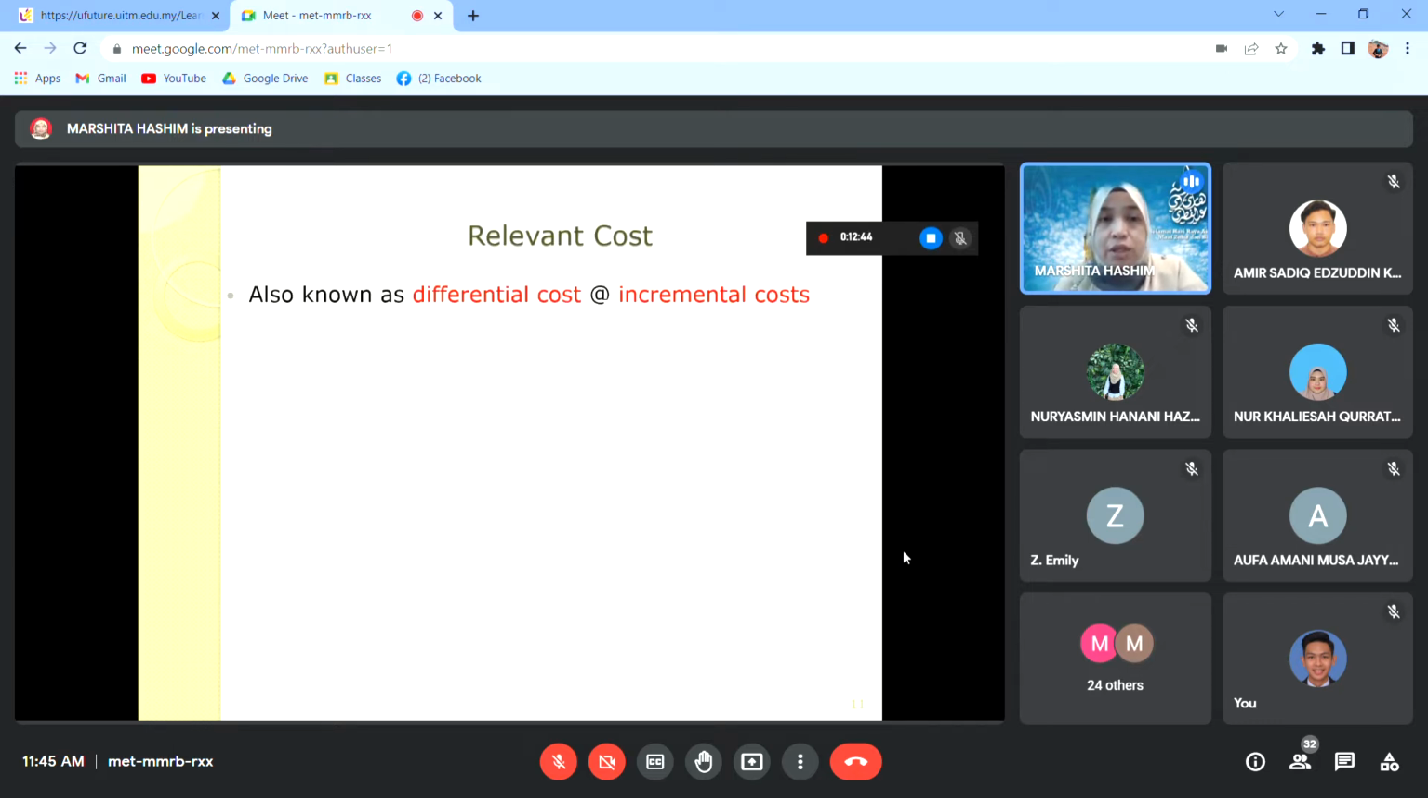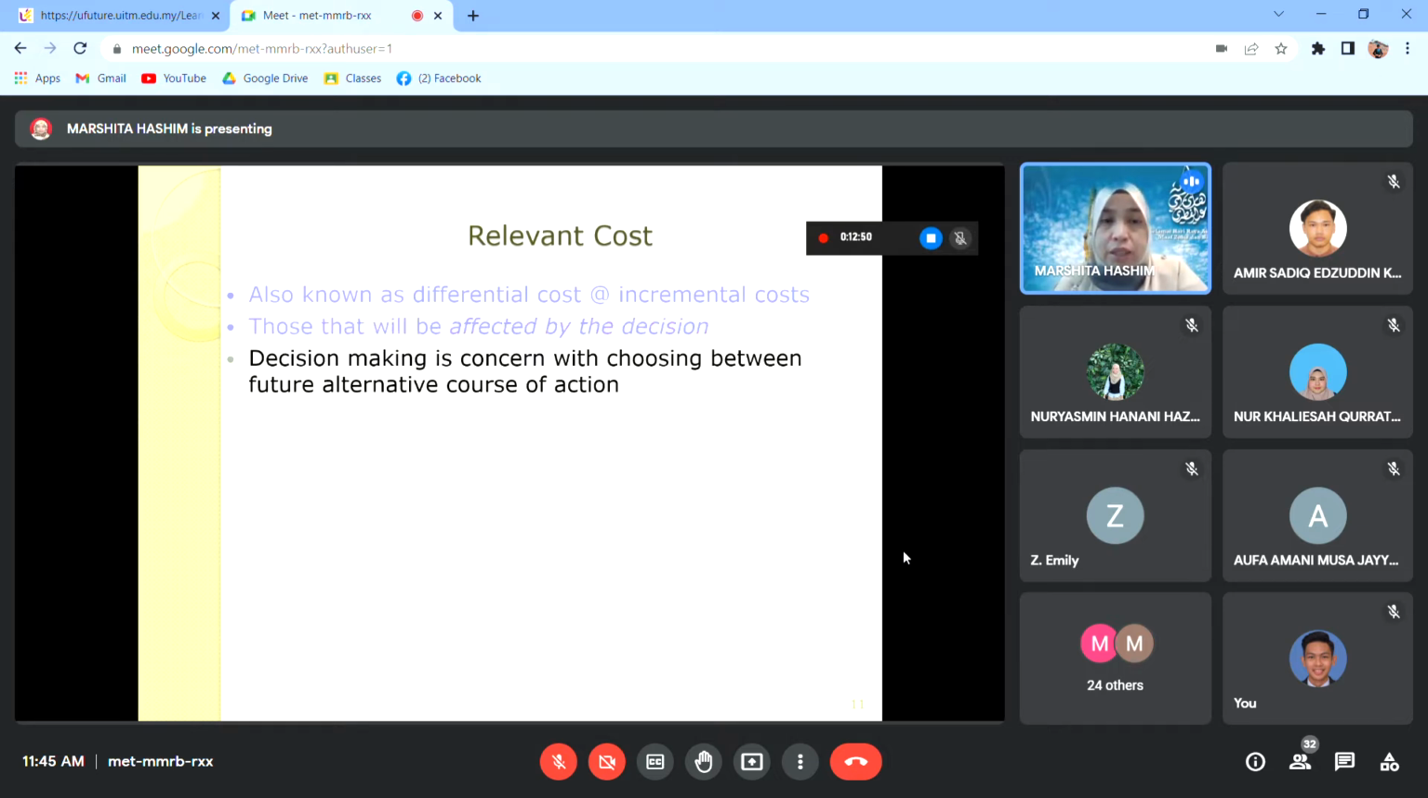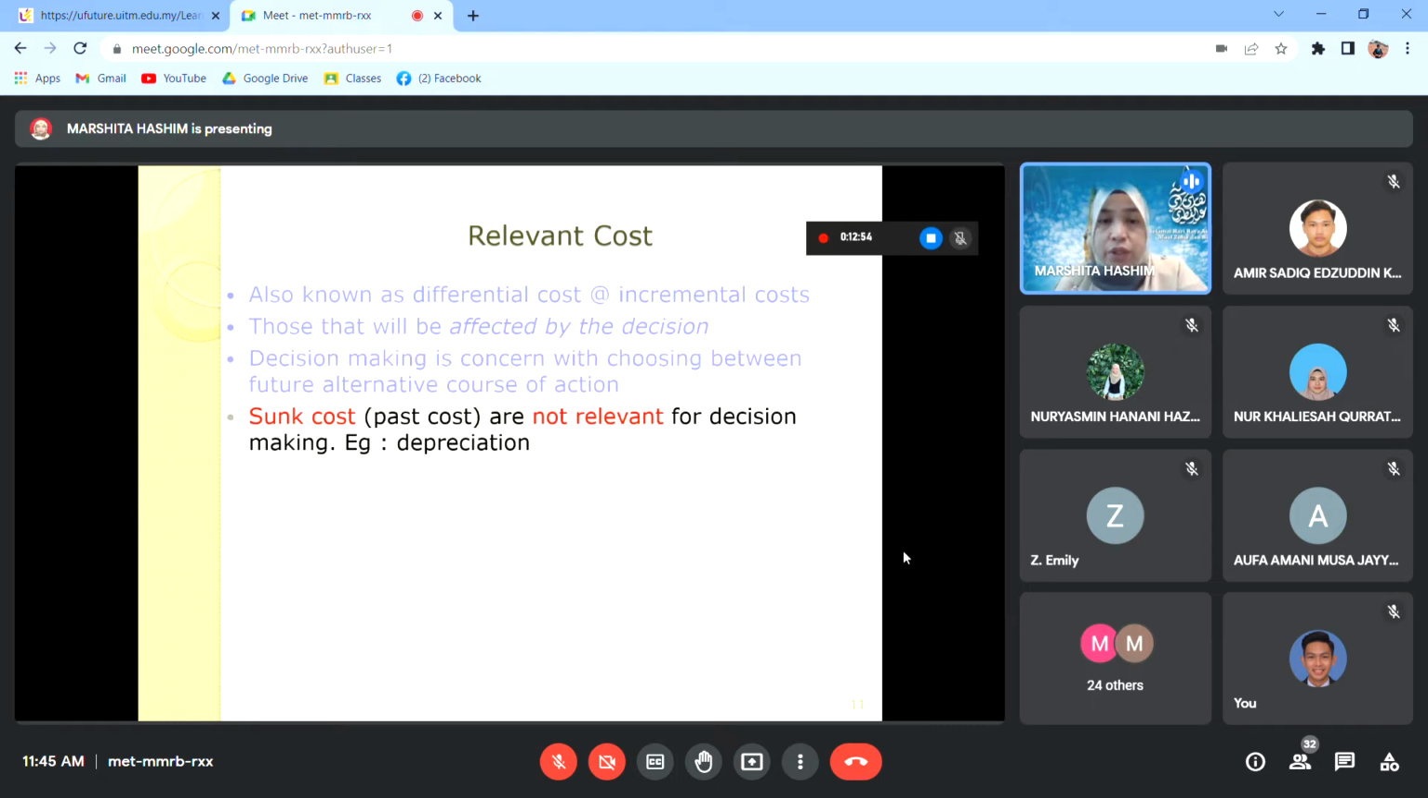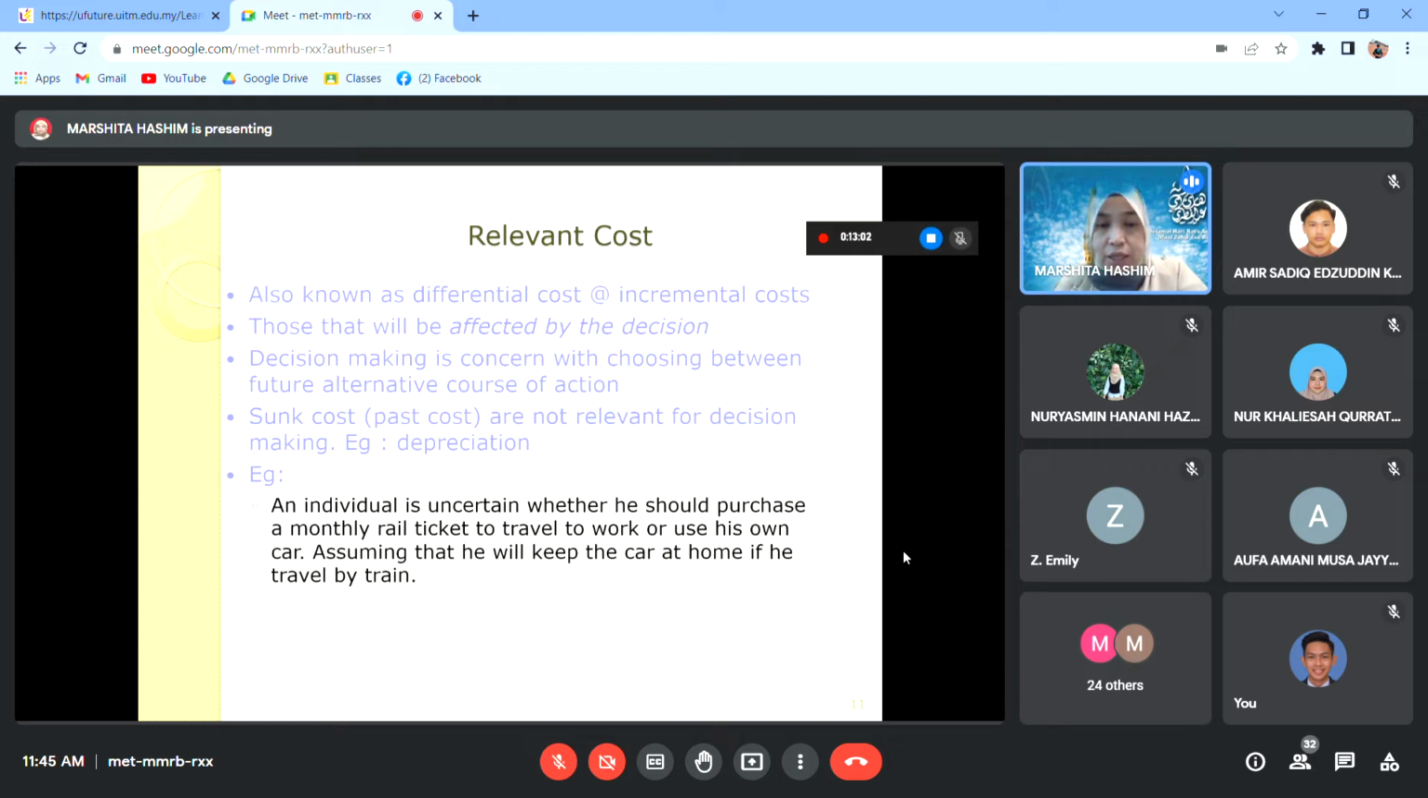The relevant cost is also known as differential cost or incremental cost. Those are costs that will be affected by the decision. Decision making is concerned with choosing between future alternative courses of action. Therefore, some costs, or past costs, are not relevant, for example depreciation.